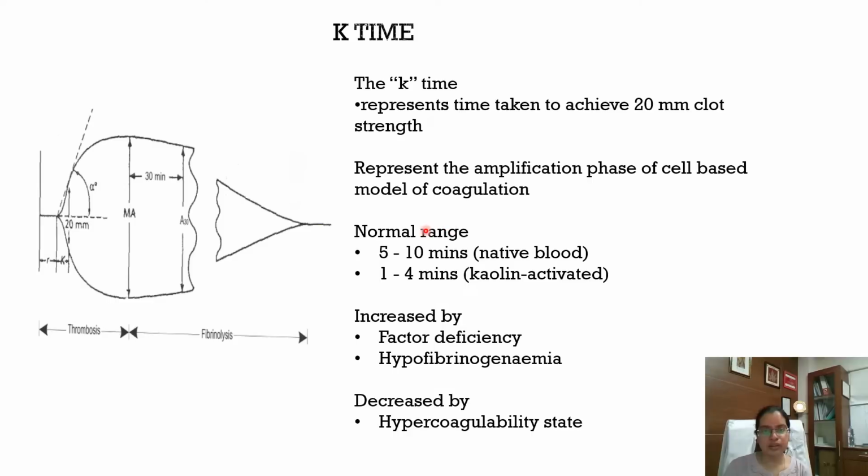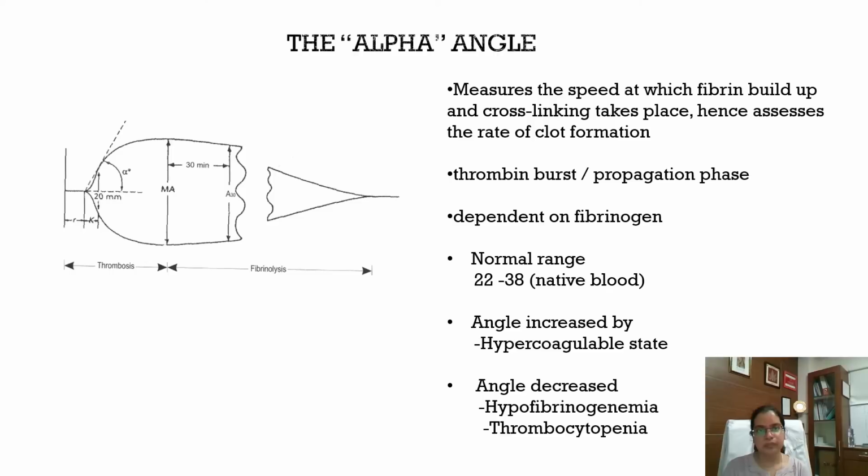Its normal range is 5 to 10 minutes in native blood and 1 to 4 minutes in kaolin activated. So it will be increased if there is any factor deficiency or hypofibrinogenemia, as it will take more time to achieve 20 mm clot strength, and it will be decreased in a hypercoagulable state.